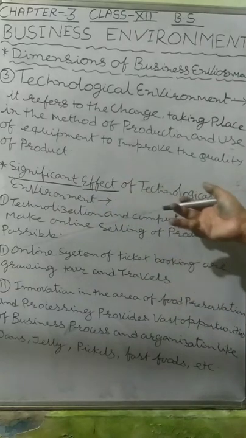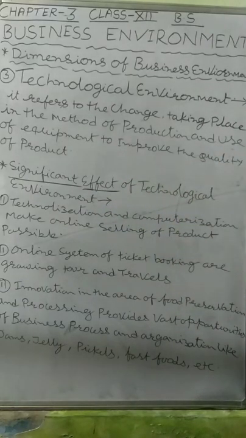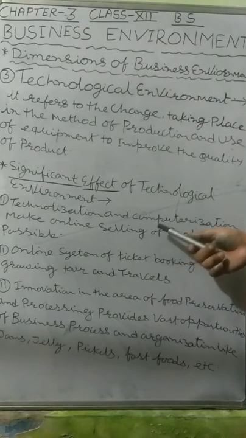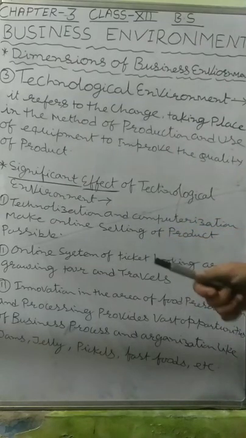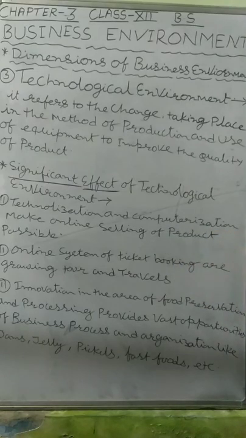Now, what is the significance of technological environment? See, significance, if we say, today technologization and computerization make online selling of products possible, and this is a very narrow significance which I mention here. Technological environment is not only that technologization and computerization make online selling of product possible, but it also starts with the designing of the product. We can design our product to be more customer comfortable through technology. Today we can use technology to make the product design more comfortable for humans, more useful for humans, and give it that kind of design.